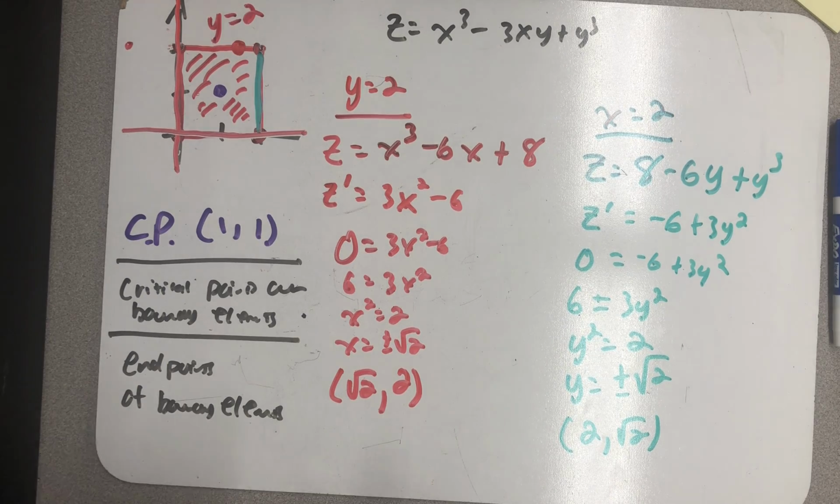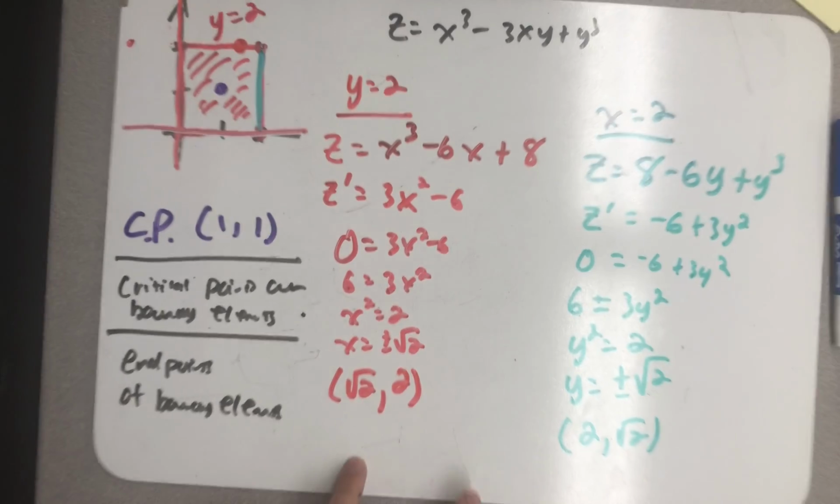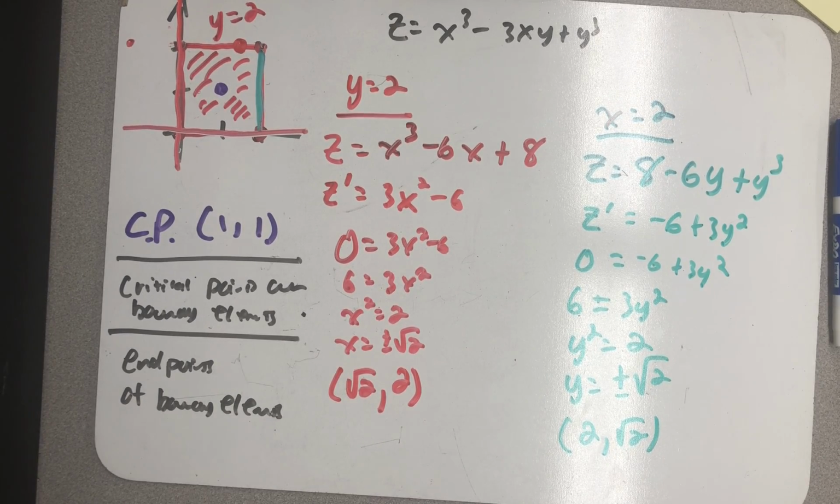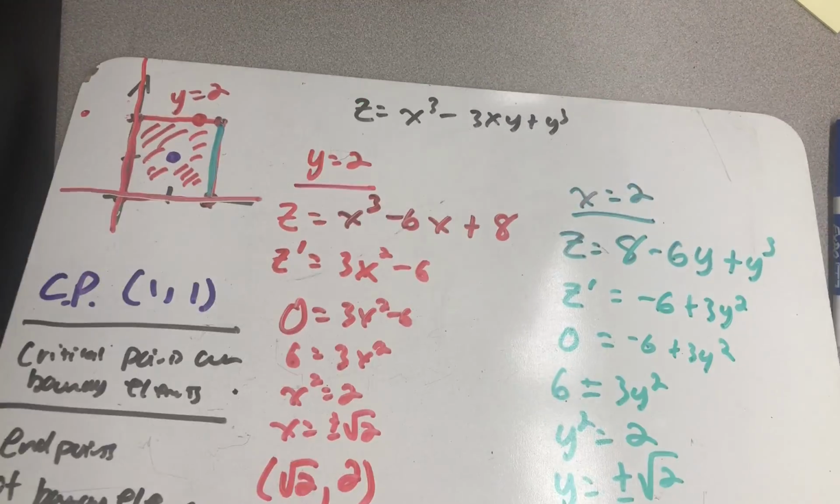Okay, I have 2 more boundary elements to inspect, and I've kind of run out of room on this board. So I'm going to move it to the side and inspect what happens at x equals 0 and y equals 0. Spoiler alert, those 2 boundary elements aren't that interesting. So we're going to come back to this board in a minute.